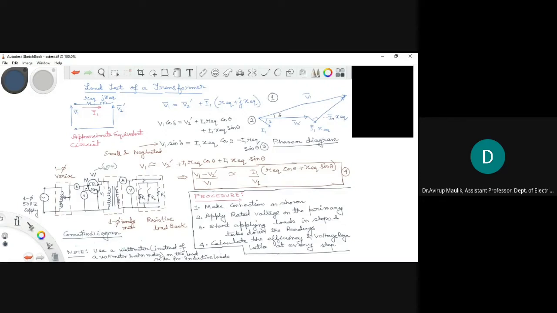Now for the process, once this connection is done, you will apply rated voltage on the primary and you will start applying loads in steps. So first you will insert this load R1 into the circuit. You will take down all the meter readings. Then you will gradually increase the loads in steps while ensuring that the winding current never exceeds the rated current of the transformer. And then once you have conducted your experiments, you can calculate efficiency and voltage regulation at every step of load variation.